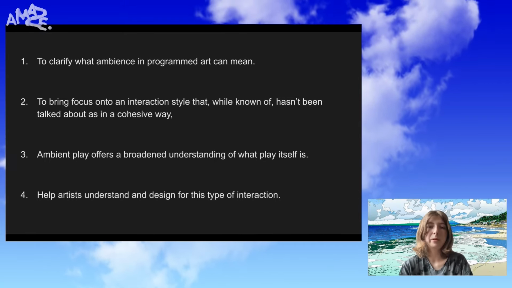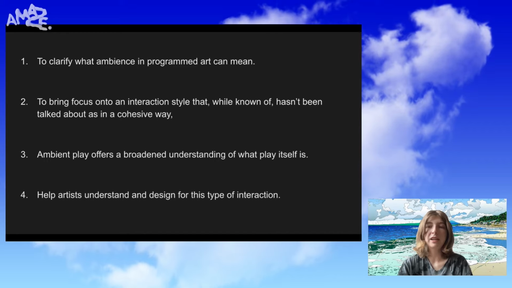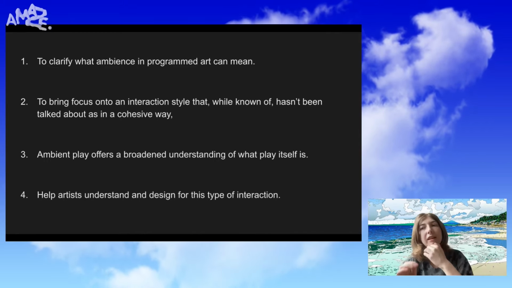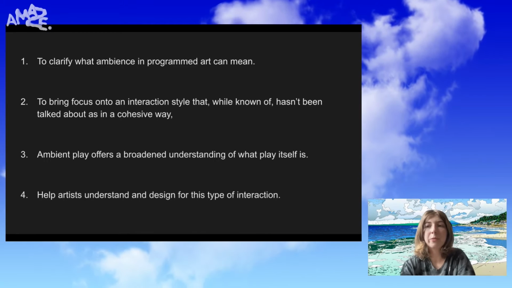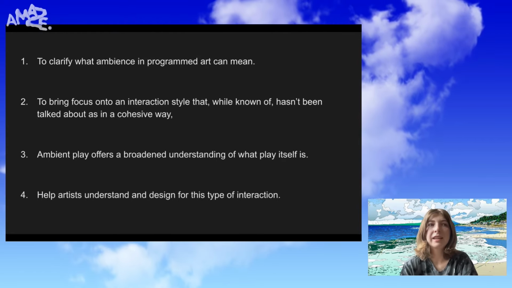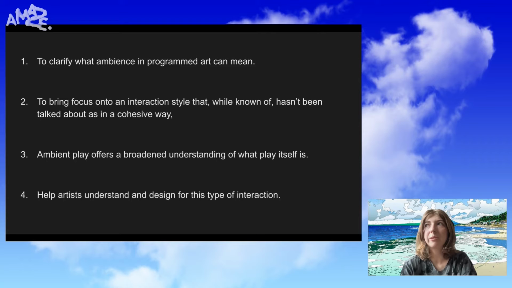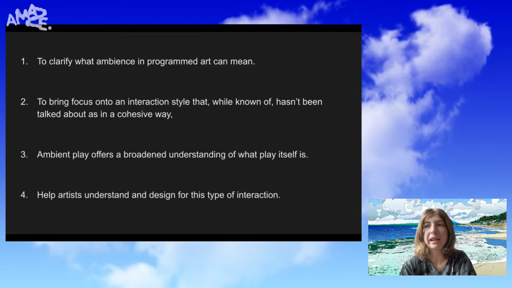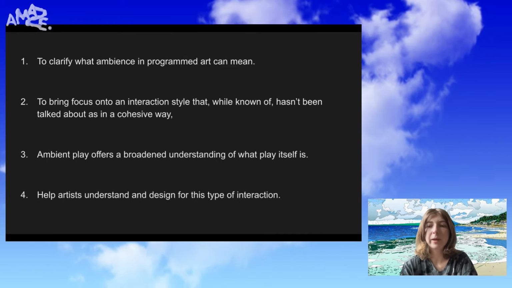Also, talking about ambient play offers a broadened understanding of what play itself is. The fact that we can create meaning and create engagement in a system where we have no choice really expands the definition of what play is from what we usually talk about.